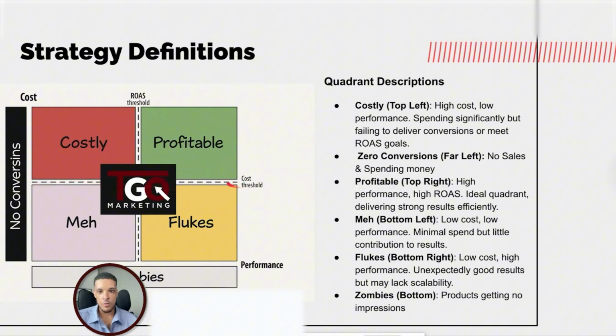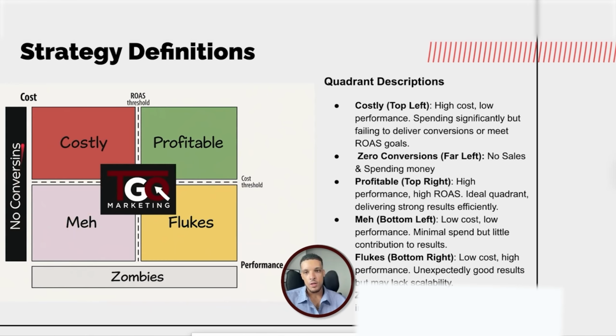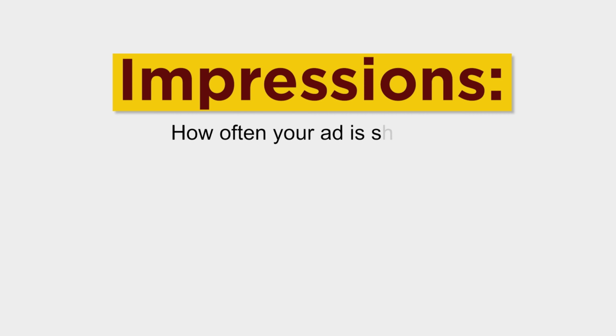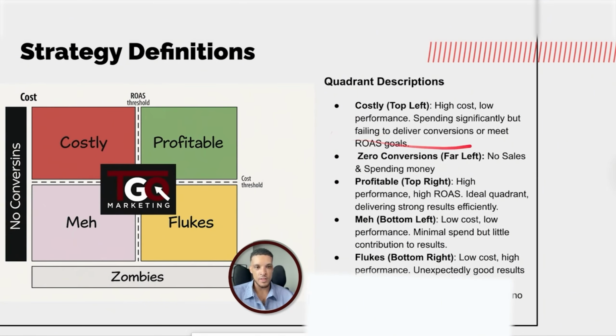And then below the line, we have ones that are profitable, and then we have ones that are unprofitable. And then to the left of the axis, you see ones that have no conversions at all that are spending, and these are arguably worse than the costly ones. And then you have products that are being untested completely, so no impressions, anything like this. So you kind of want to look at it like that. And I have all these definitions here so you can get a good idea.